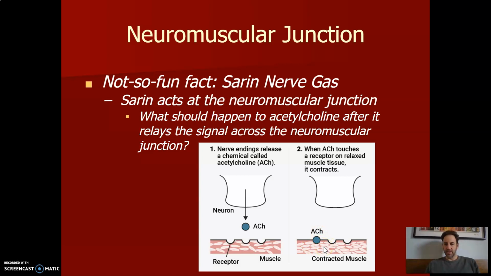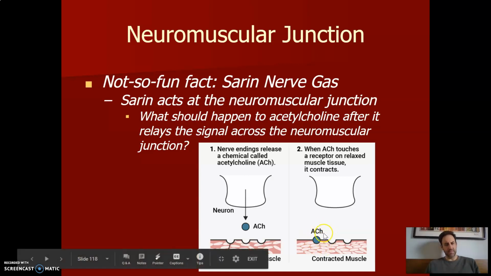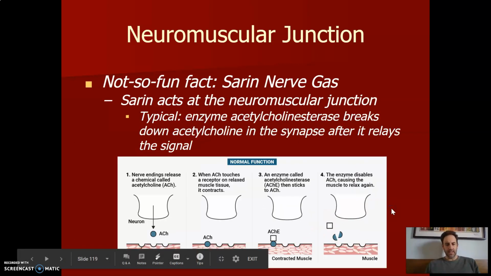And hopefully you're thinking it had to leave the synapse, right? And we said there's two ways it can happen. It can leave the synapse through reuptake channels and go back to the original cell, or an enzyme could just destroy it. Well, in this case, it's an enzyme that destroys it. So there's an enzyme called acetylcholinesterase.